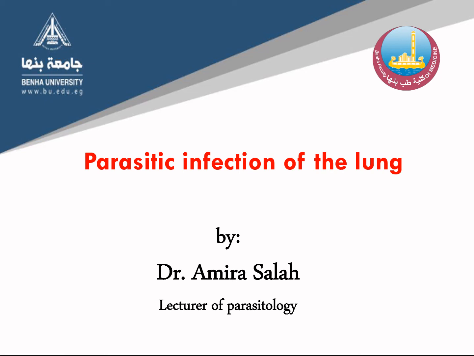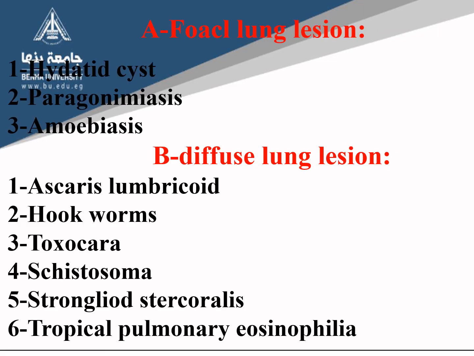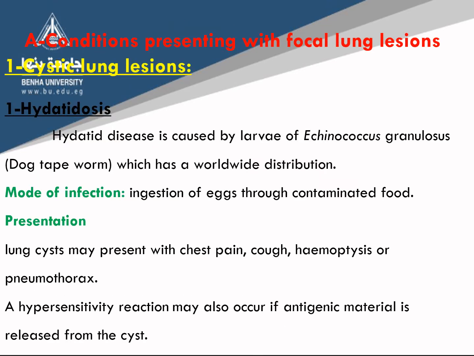Parasitic infection of the lung. A. Focal lung lesion: hydatid cyst, paragonimiasis, and amoebiasis. B. Diffuse lung lesions: Ascaris lumbricoides, hookworms, Toxocara, Schistosoma, Strongyloides stercoralis, and tropical pulmonary eosinophilia. Conditions presenting with focal lung lesions.